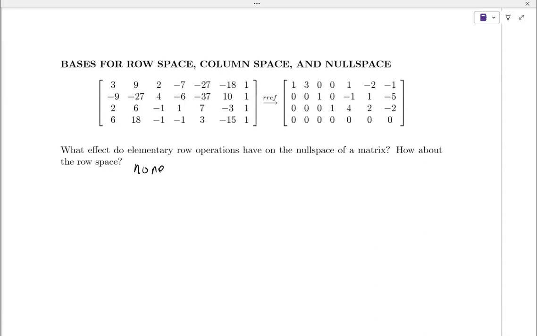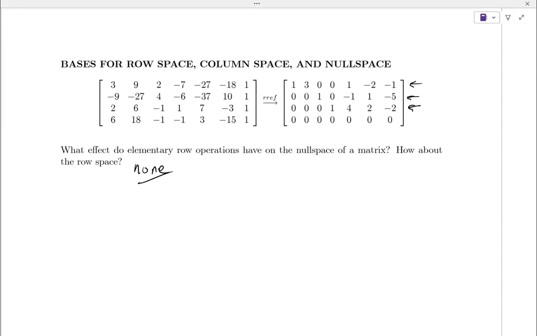They have no effect at all. It doesn't change it. No effect at all whatsoever. So we already know how to find bases for these by the stuff that we've already done. All right. So if I'm looking for a basis for the row space, here's the reduced row echelon form. We already did that before, but here it is. When you want to pick out a basis for the row space, you just pick out the rows that are left. That is a basis for the row space.